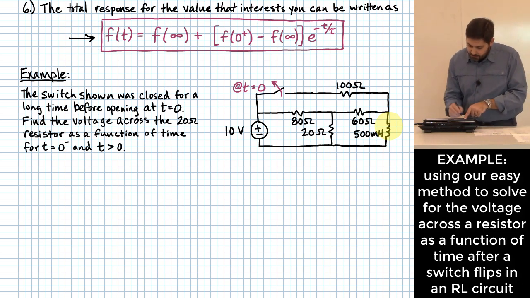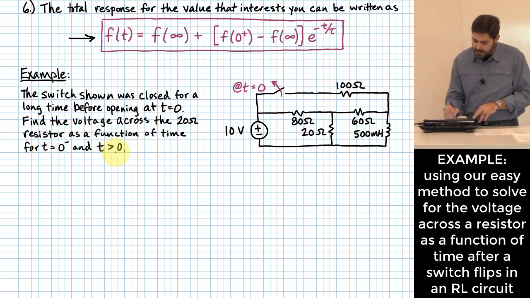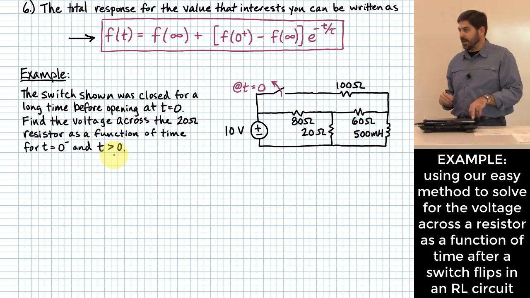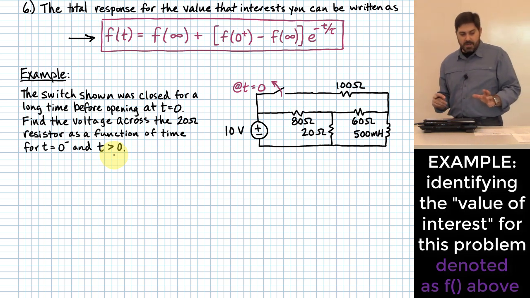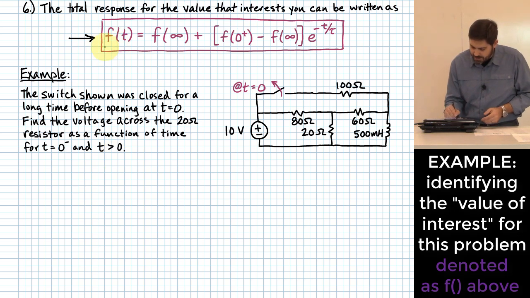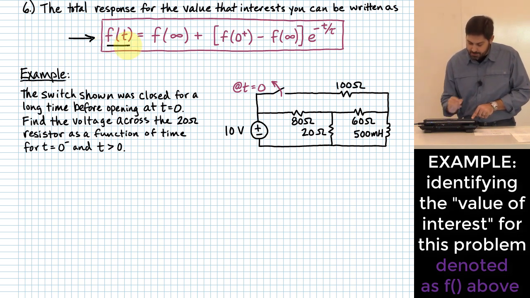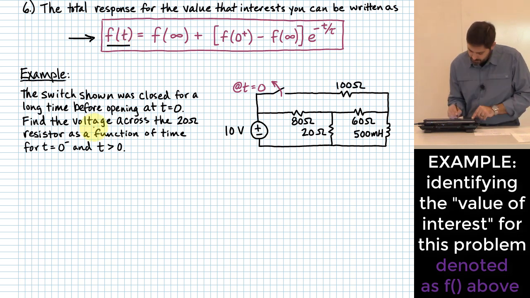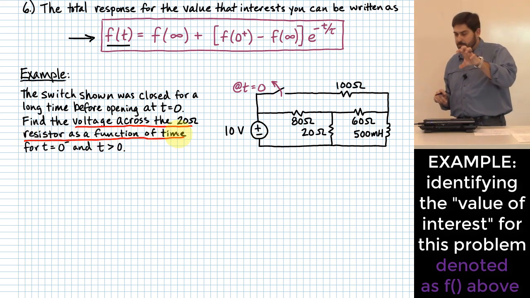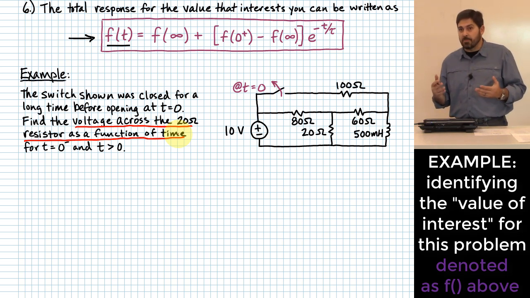It says find the voltage across the 20 ohm resistor as a function of time for t equals 0 minus, and then also for t greater than 0. Some of what may have confused you when we were going through our steps a second ago is you're not sure what F is. That's because I needed a general way to write it. In this problem, F is the voltage across the 20 ohm resistor as a function of time. That's the value of interest we are trying to figure out, and typically it's the thing the problem asked you for. That's what I mean by F in that set of steps I gave you a second ago.